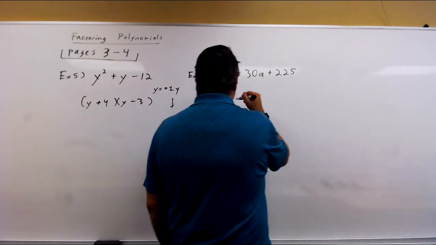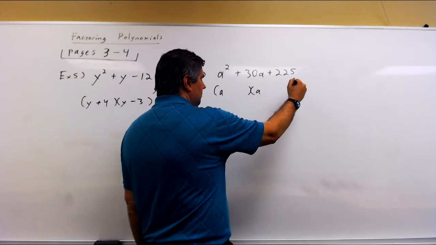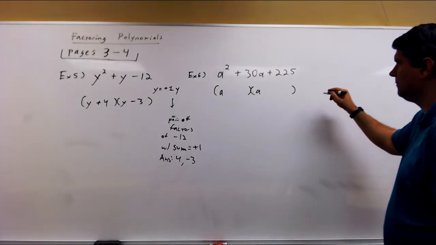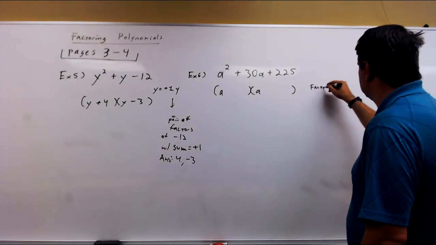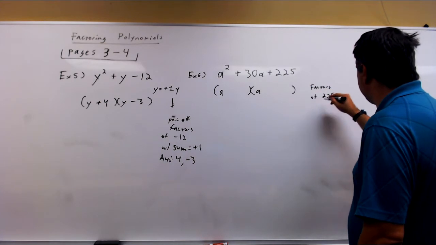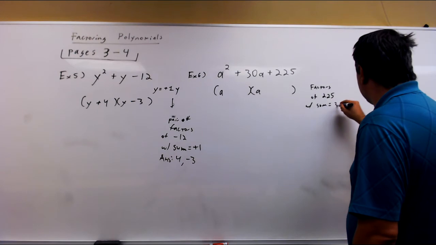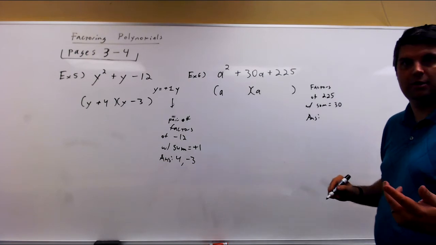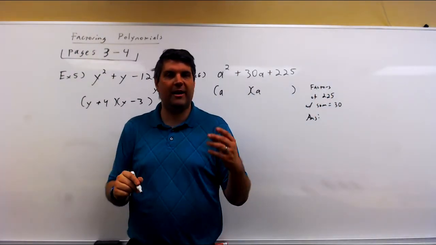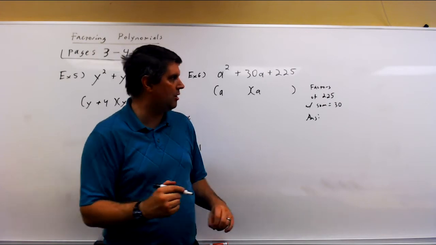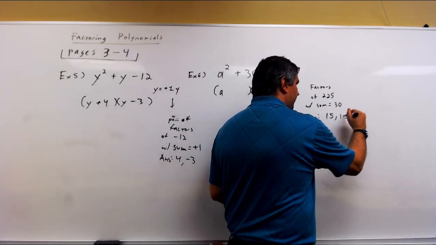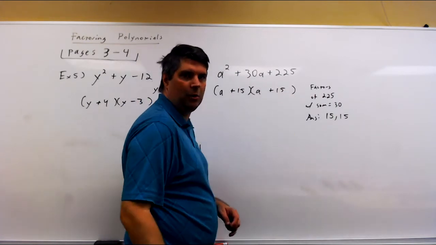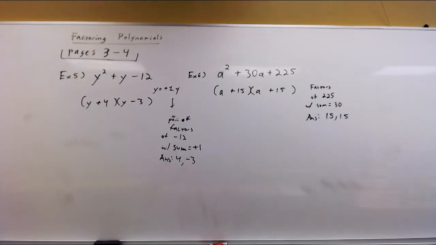All right? Likewise, we're going to do a and a. I'm looking for the pair of factors of 225 that add up to 30. Answer? 225 is 15 squared. 225 is a perfect square. So 15 and 15. So you would have a plus 15 and a plus 15. Okay, that can happen.